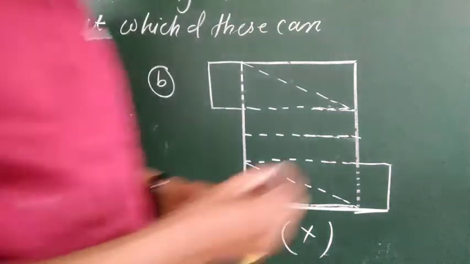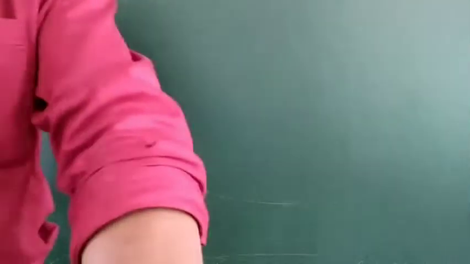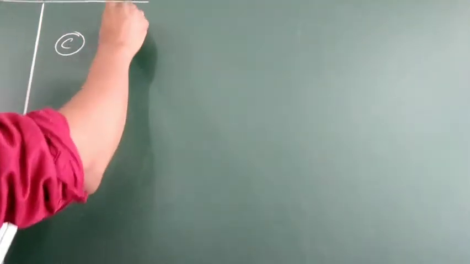Now come to shape C. Come to shape C. See, what is shape C? It's very simple. Shape number C, see, it is like this.